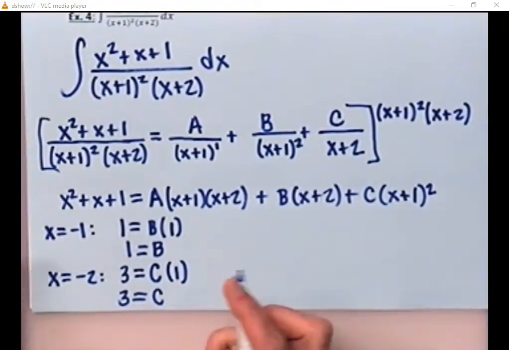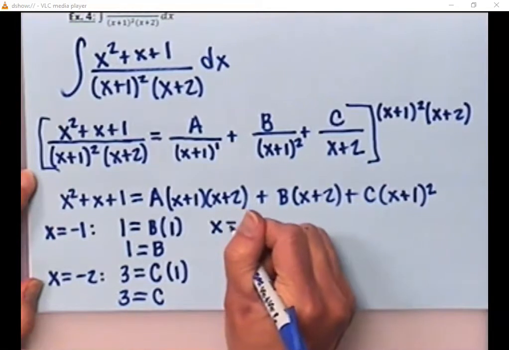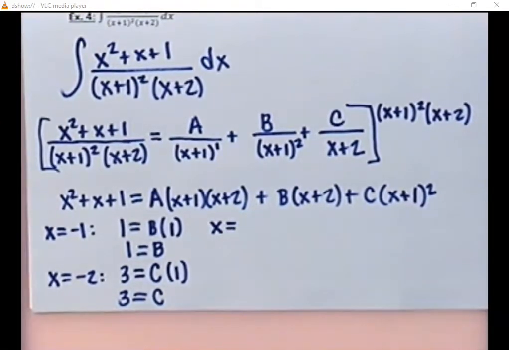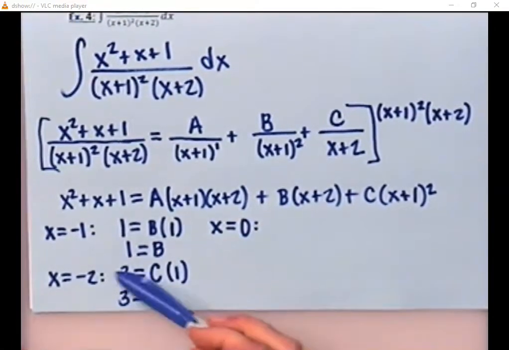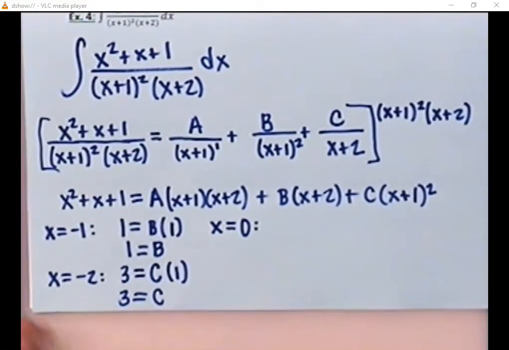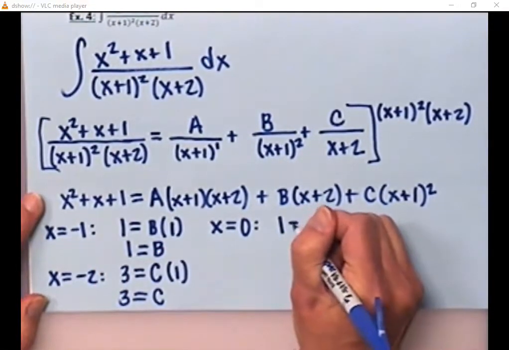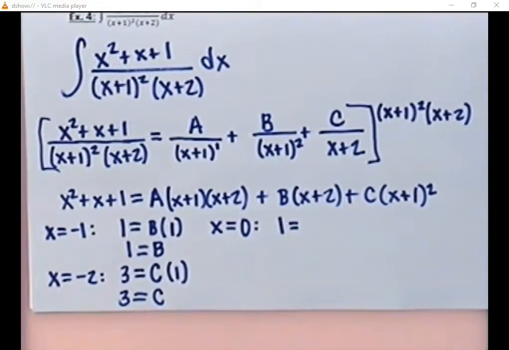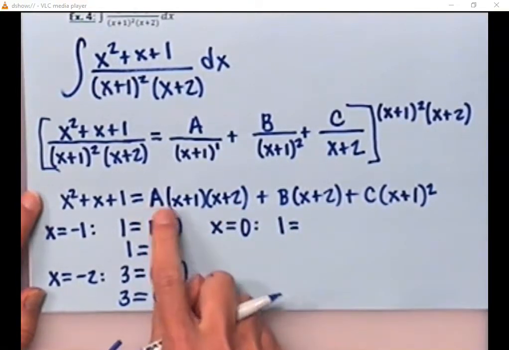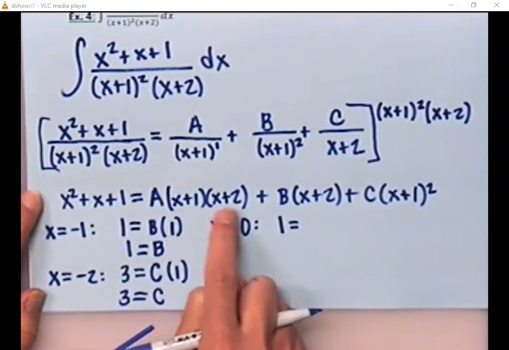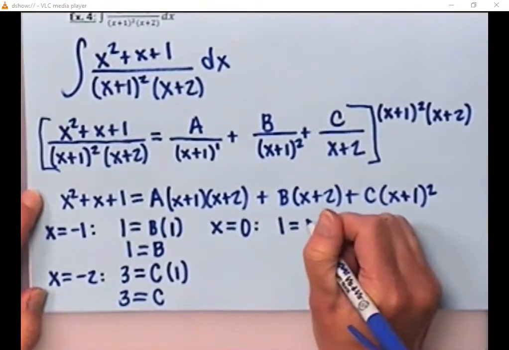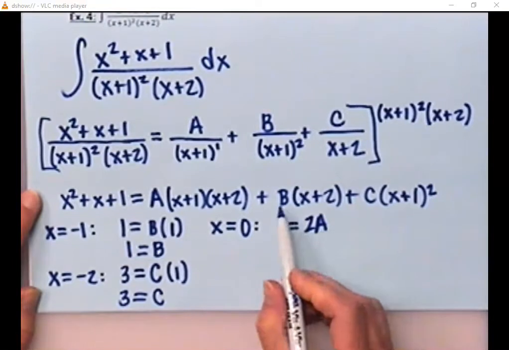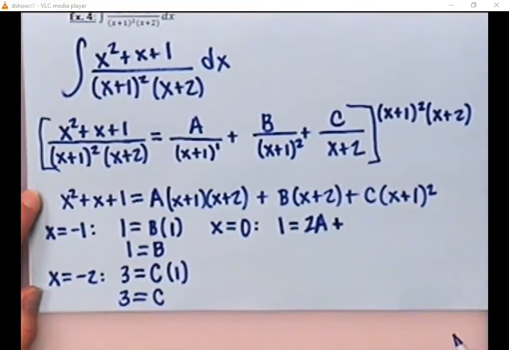Since I only have one left, I could choose an arbitrary x now. So what's an easy x to plug in? 0. Okay, always a good choice, 0. So once I've made these zeros, I'm going to just pick one more, an easy one, like 0. And what I get on the left then is 1, right? What will I get with the a? It will be a times 2, right? 1 times 2 is 2, so 2a. B times 2, right? 2b.